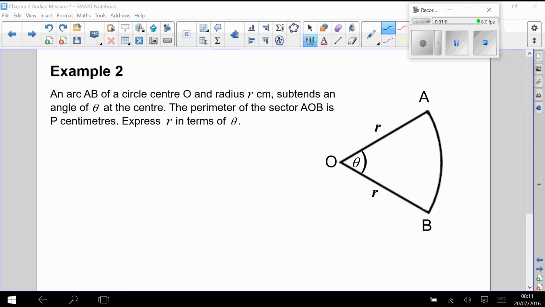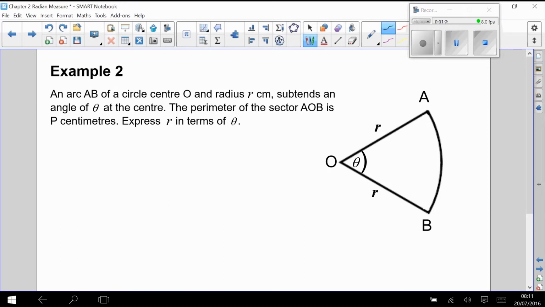In this example, I've been given some information. I don't need to find out the exact answer as a number, but they're asking me to express r in terms of theta, in which case I may not have any other random information. The important piece of information that they give me is the perimeter. Let's first write down what the perimeter would be.